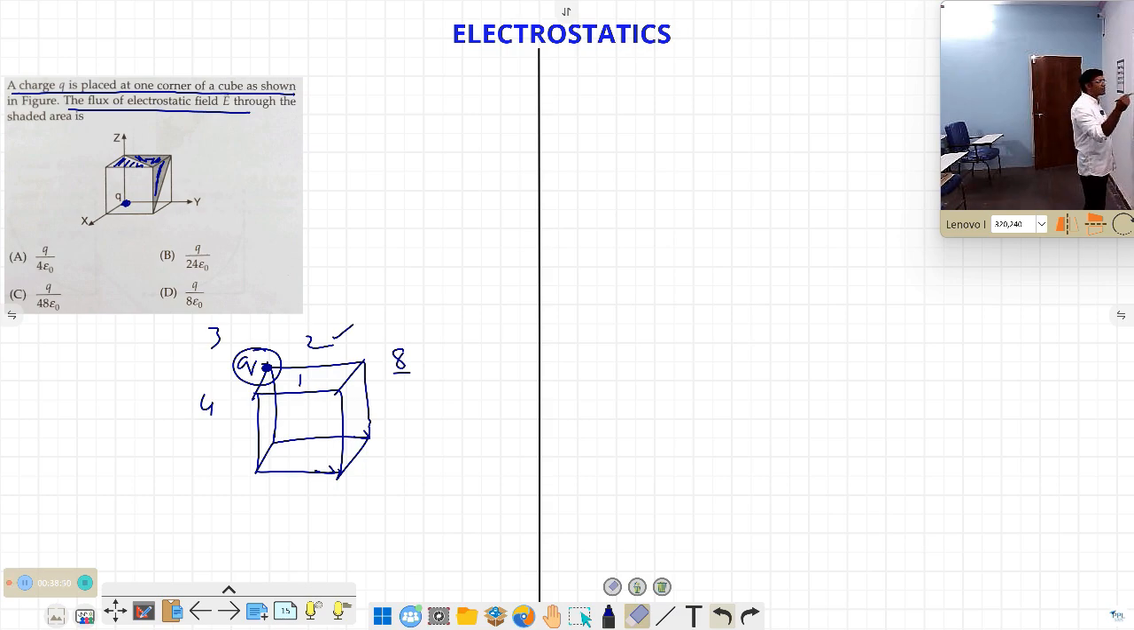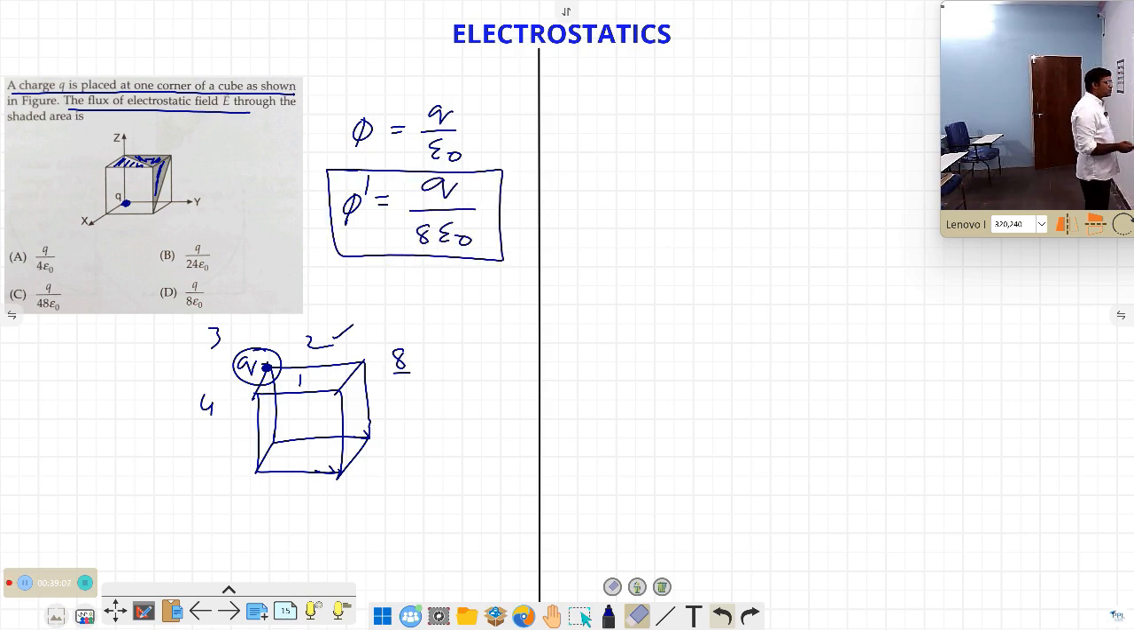So what is the flux across each cube? The total flux is q by epsilon naught, but the flux across each cube, since we imagined 8 cubes, is 1 by 8 of q by epsilon naught. So the total flux across this one cube due to this charge is q by 8 epsilon naught.